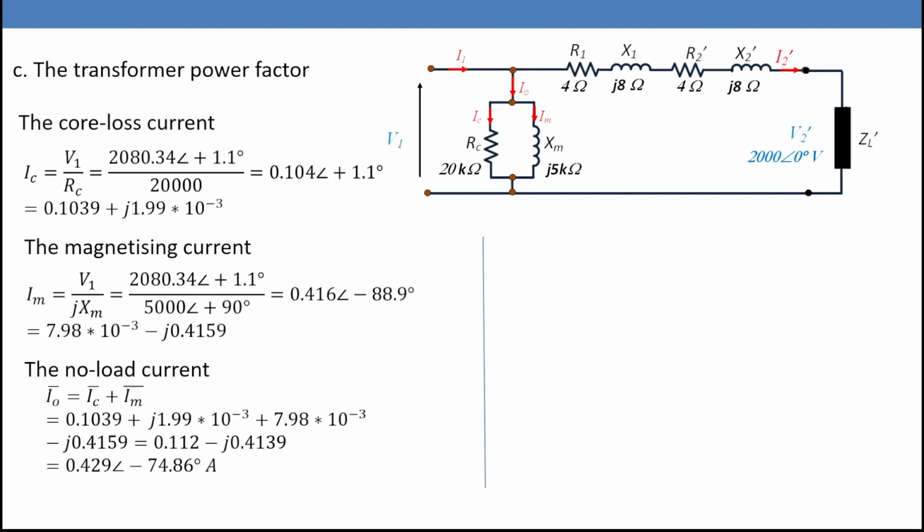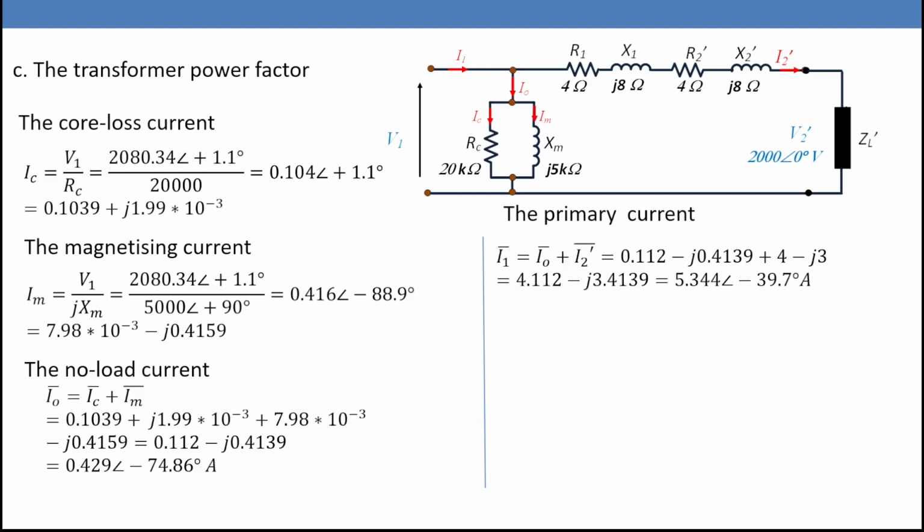If we add I node, in magnitude and angle or in rectangular form with real and imaginary parts, to I2 dash, then I1 equals I node plus I2 dash, which gives us 5.344 angle minus 39.7 degrees ampere. That will be I1. But V1 has an angle of 1.11 degrees, so cosine of theta V1 minus theta I1 will be the power factor of the transformer. Cosine 40.8 equals 0.757 lagging.